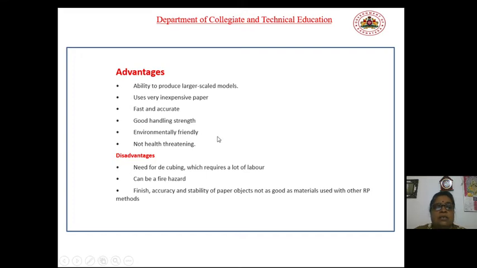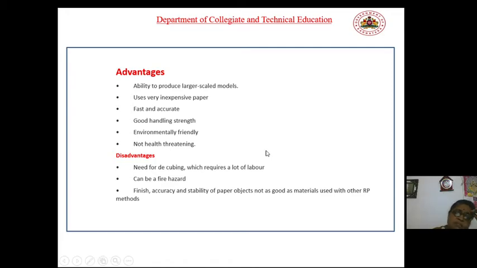It doesn't have any pollutants, and even if it has very little, it doesn't cause much problem for the environment. And we can handle it very roughly, that means it has good strength, and definitely we can produce at a faster rate with dimensional accuracy. And compared to any other process, the cost of these sheets will be very cheap.